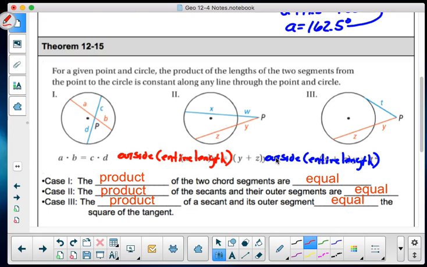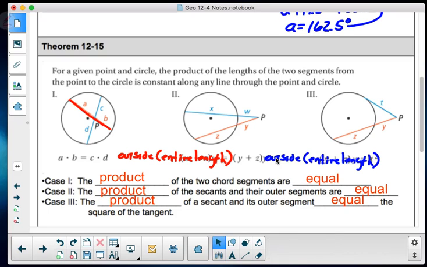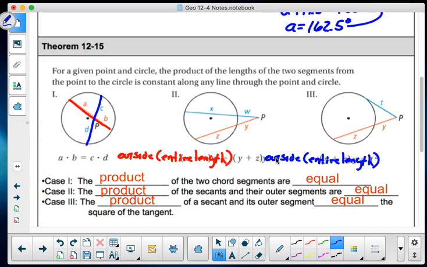There is a relationship between the chord crossed here and the chord that crosses here and how they break up the pieces. If I break up the pieces for my first chord, A and B, I can multiply them together, and then I break up the pieces for my second chord, C and D, and I multiply those together. The product of the parts of those two chords are always equal inside a circle, okay? So that's case one. The product of the two chord segments are equal.